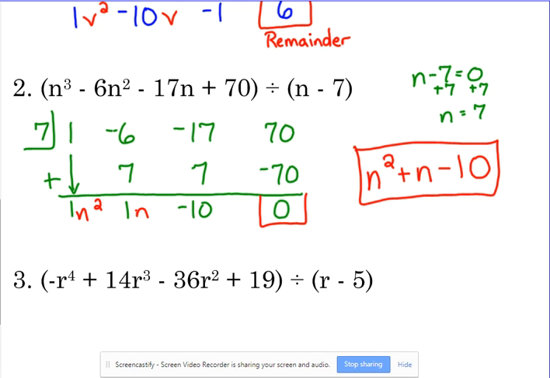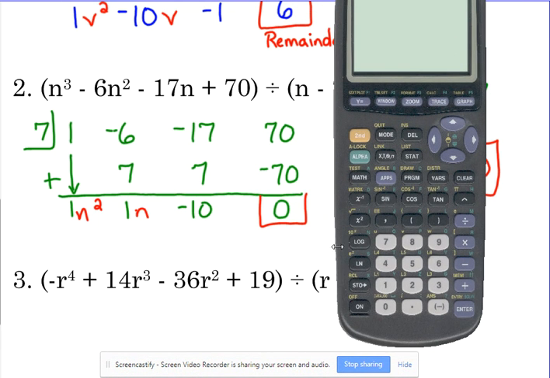That means if we graphed n cubed minus 6n squared minus 17n plus 70, guess what one of the x-intercepts would be? 7. Okay, let me show you that. I want you to see this on the graph as well. So if I plug in x cubed minus 6x squared minus 17x plus 70, and I graph it, there's one x-intercept over there, there's one x-intercept. Look at this one right here. It hits it right on the head at 7.